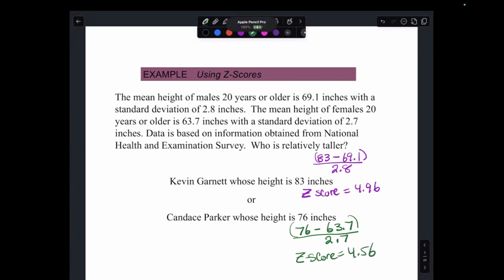She is relatively shorter than Kevin Garnett because his z-score is further from the mean. His z-score is almost 5, whereas hers is about 4.5. So he is still relatively taller. Compared to the mean, he is still taller compared to the average. Questions? We're going to do another one of these. Don't worry.